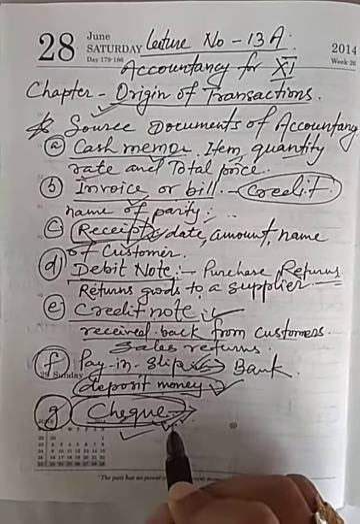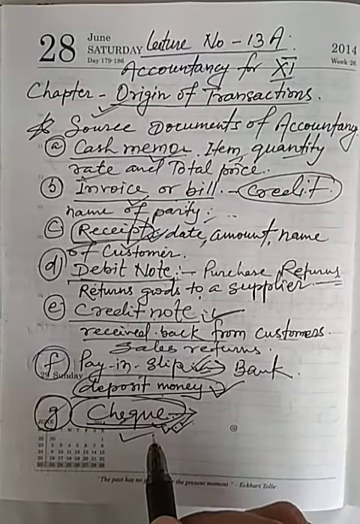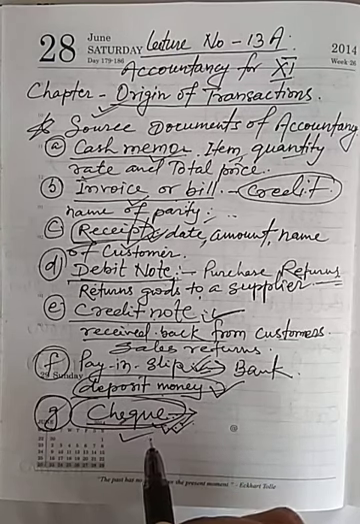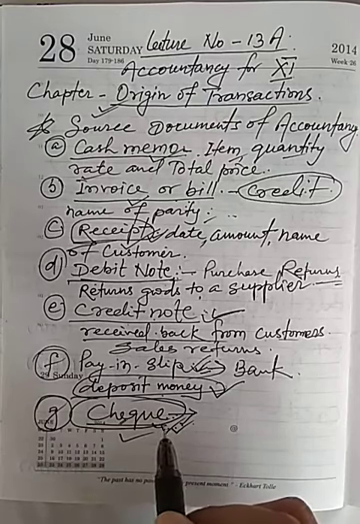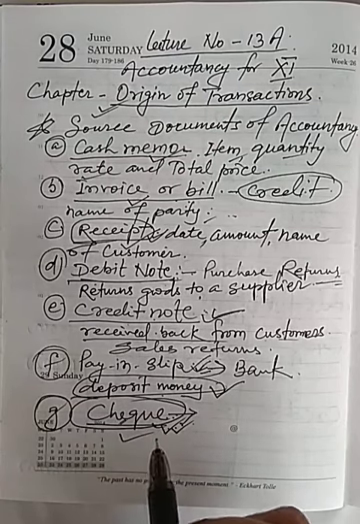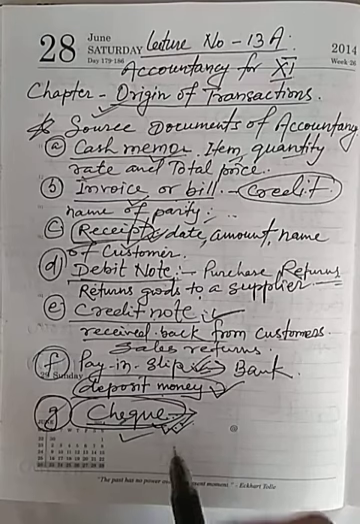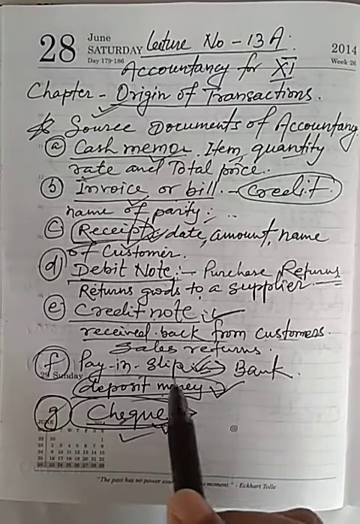money from the bank. A check is an order in writing drawn upon a bank to pay the specified sum to the bearer or the person named in it. So these are the source documents.